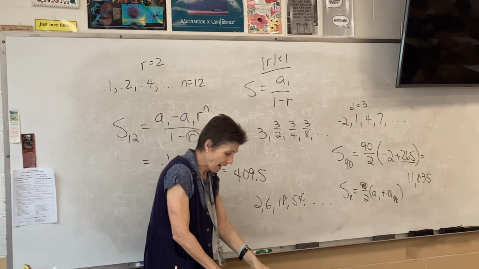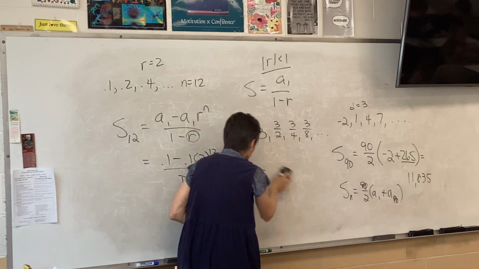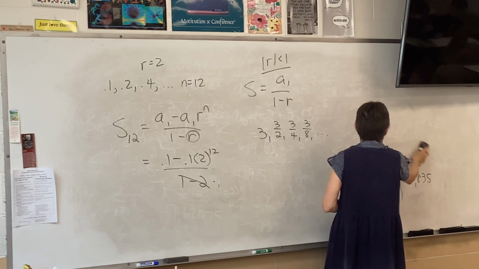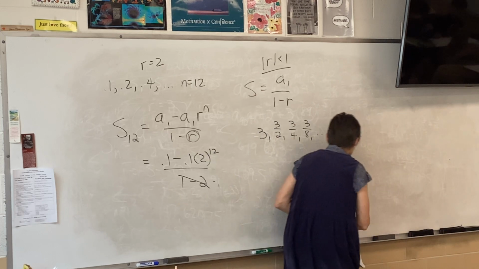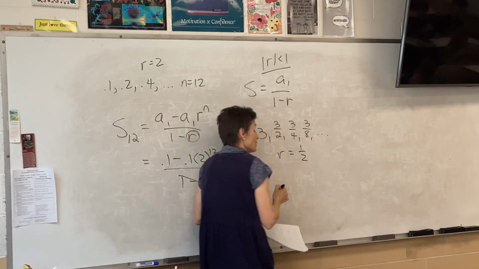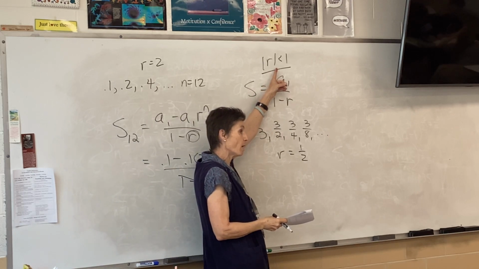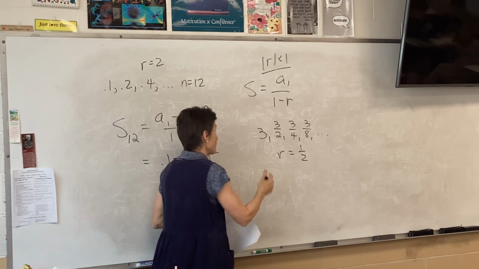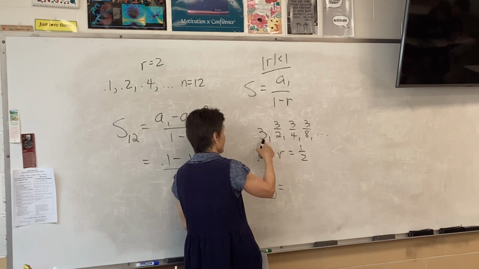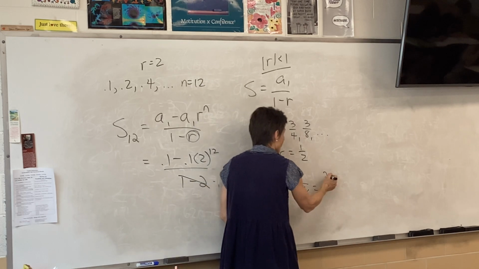So, in our problem 5a, what am I multiplying by? Problem 5a. What am I multiplying by here? A half. Therefore, because that's less than 1, I can use my formula and add these up. So the formula says, take the first term and divide it by 1 minus the ratio.